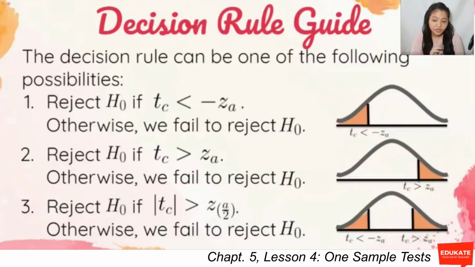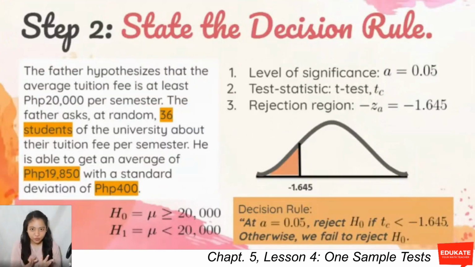Next one, the second one is reject null hypothesis if the computed test statistic TC is greater than z sub a. So greater than, that's one-tailed on the right. Rejection region falls on the right. Then we have the third one, reject the null hypothesis if the absolute value of the computed test statistic is greater than z sub a over 2. The reason why it's a over 2 kasi we are looking at a two-tailed distribution. So we divide your alpha into 2. Isa sa left, isa sa right. So dalawang rejection regions.